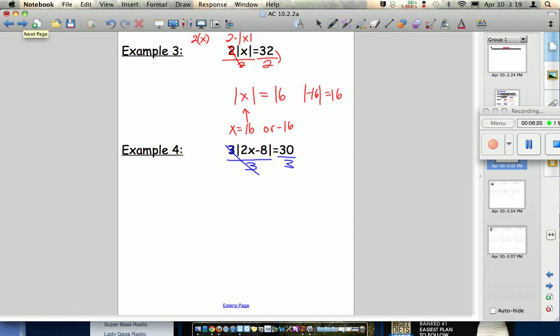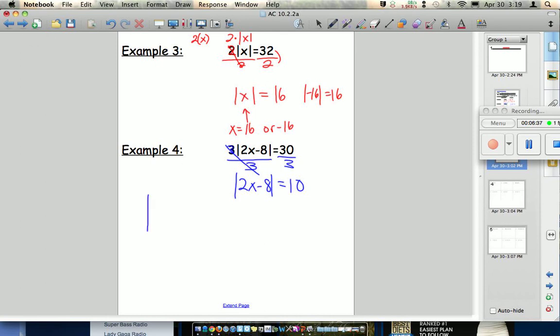Okay, we're getting rid of the outside first. We're undoing that multiplied by 3 by dividing by 3. And we get the absolute value of 2x minus 8 equals 10. I got rid of one thing. But now we have to get rid of the absolute value. We don't really know how to do that, but what we can do is look inside.